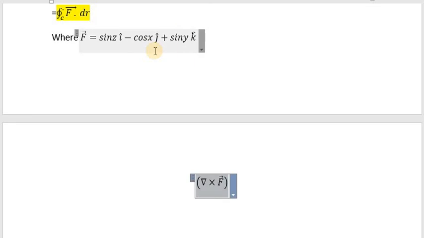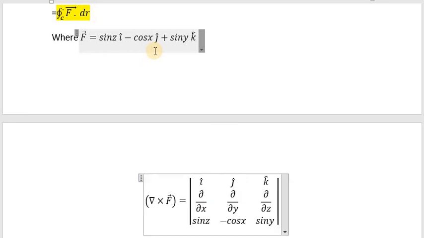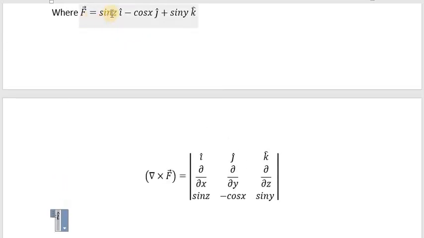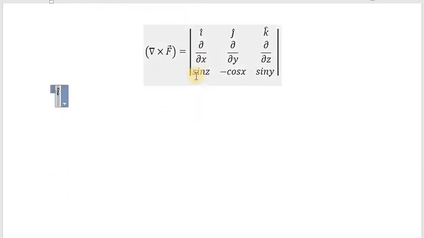Find the curl of this function, that is del cross f, equal to the determinant with rows i j k, dou by dou x, dou by dou y, dou by dou z, and the coefficients of f, sin z, minus cos x, sin y, written in the third row. Now evaluating this: i into dou by dou y of sin y minus dou by dou z of minus cos x. Dou by dou y of sin y is cos y, and dou by dou z of minus cos x is 0.